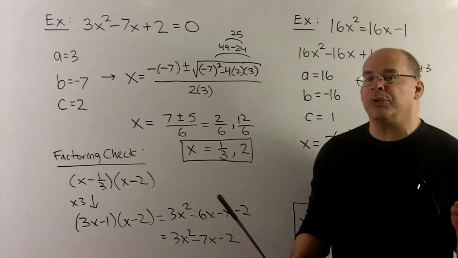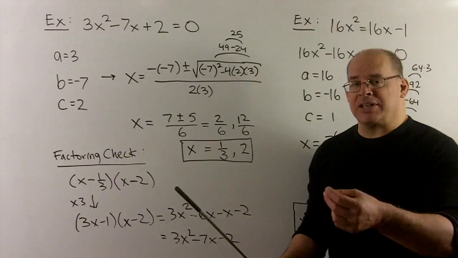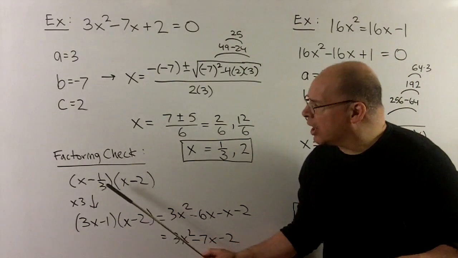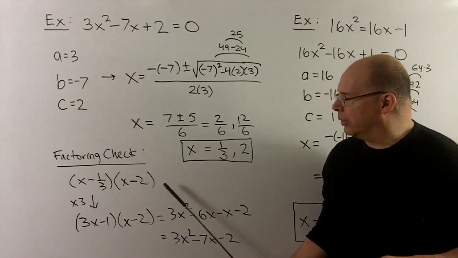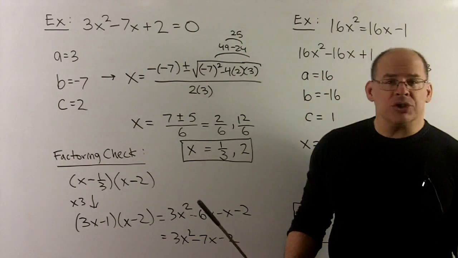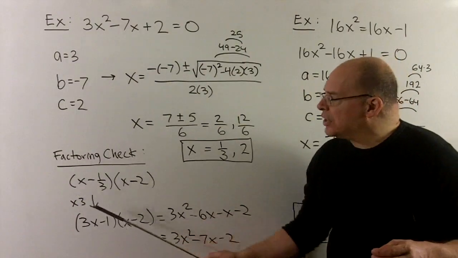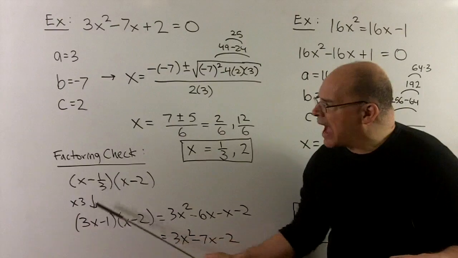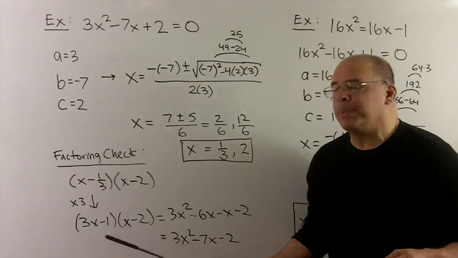So remember, what do we do for the factoring check? We're going to do x minus, so that'll be multiplying x minus 1/3 times x minus 2. You could just go ahead and get rid of the fraction by clearing out the 3. I can multiply everything by 3 in this factor, which will give me a 3x minus 1.